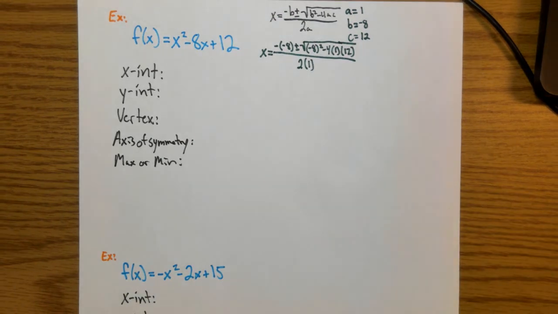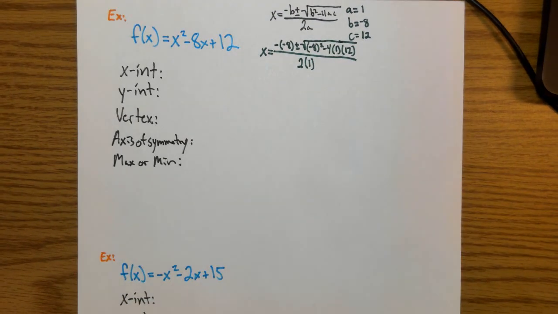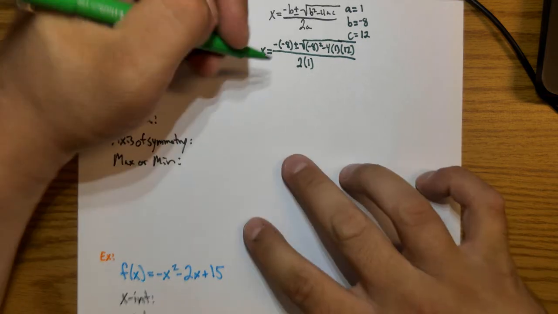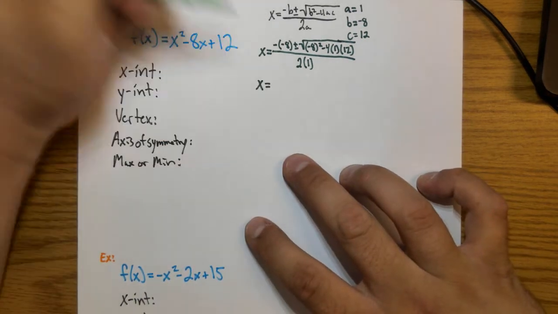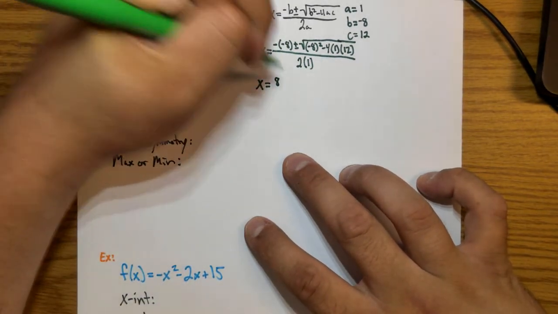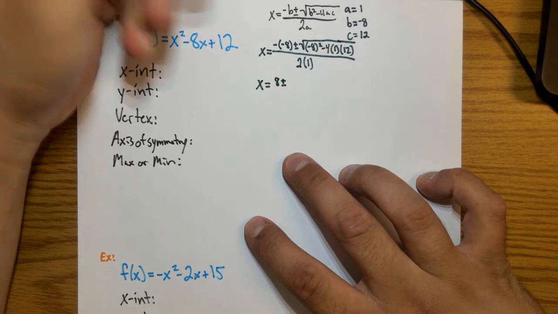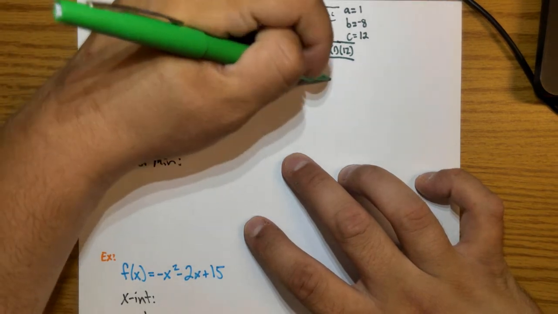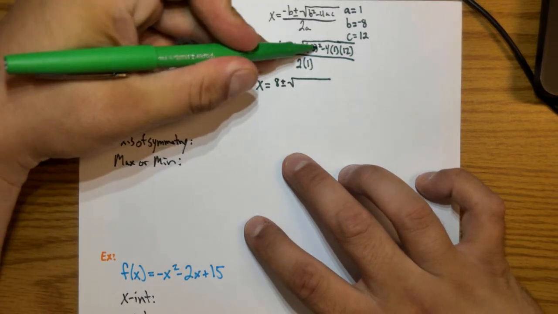Now we're going to simplify this. Remember just how we read a book, top left to right, and then the bottom left to right. So let's see here. x equals negative 8 is positive 8, plus or minus the square root of negative 8 squared is going to give us 64.